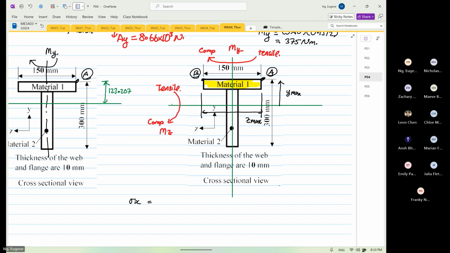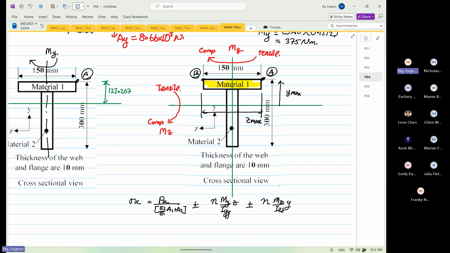stress X is equal to Px over E2 over E1 A1 plus A2, right? Plus minus, so we have N My over Iyy multiplied by Z, plus minus N Mz over Izz multiplied by Y.